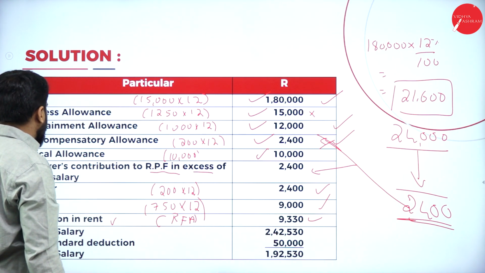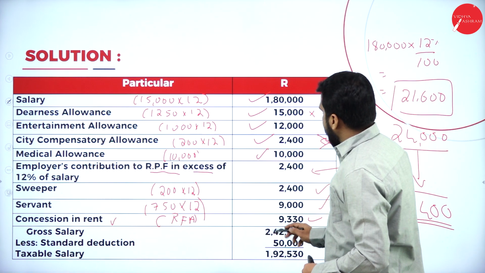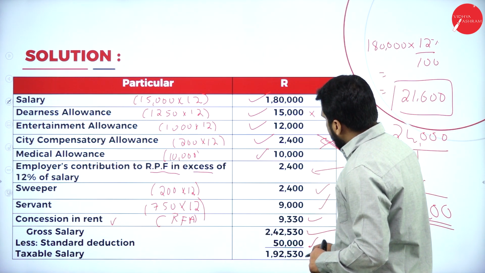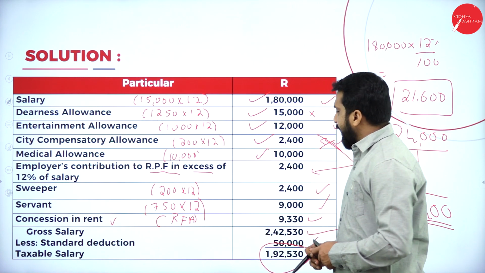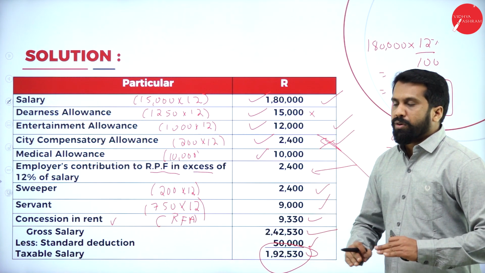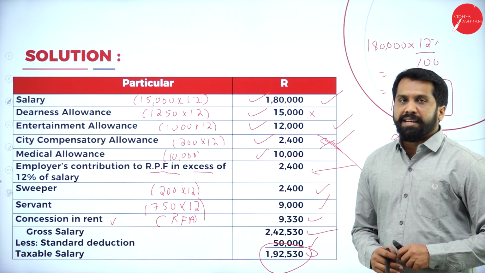Now, you calculate gross salary, 2,42,530. And your standard deduction, how much? 50,000. Your final answer, 1,92,530. Up to this, any doubt? No doubt. Please take a screenshot. Very important for your examination.